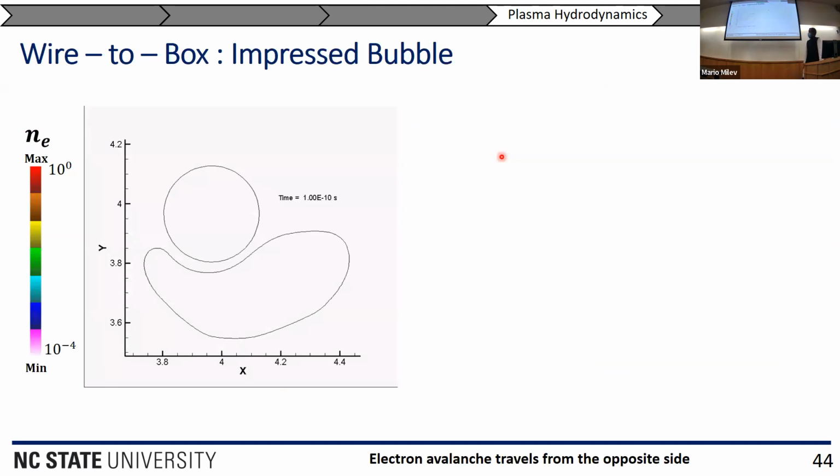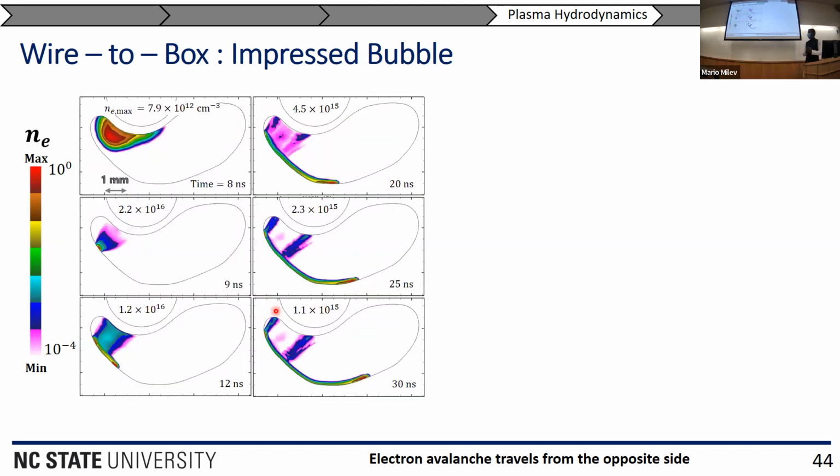So I'm just going to show you the streamers forming in a bubble. So you can see that the electron avalanche travels from the opposite side, and so the positive streamer goes through and then along the surface.